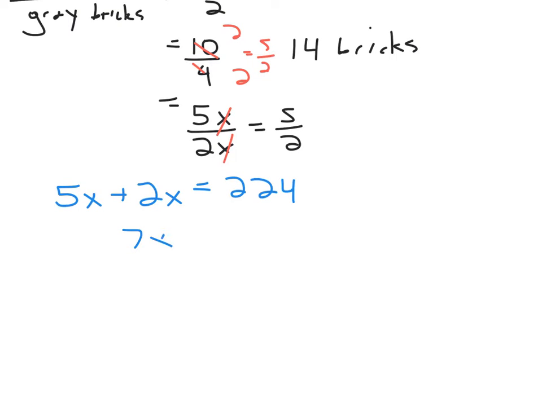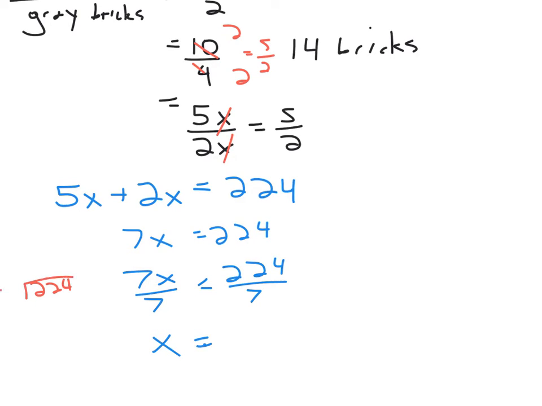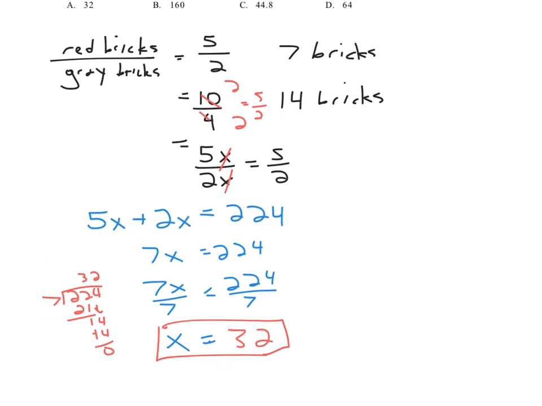Now all you have to do is combine like terms and divide by the coefficient. And you find the value of x, and doing that math, we can do it over here on the side. It is 32. Now, fun fact, that's not actually a number of bricks. That's the value of x, and you need to put it back in. So I'll show you that in a second.